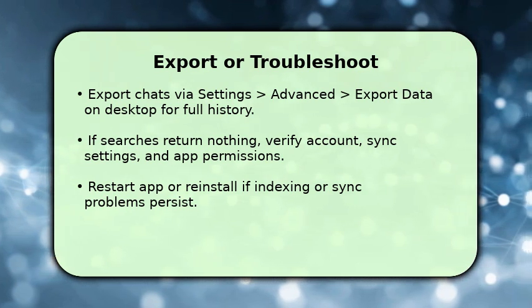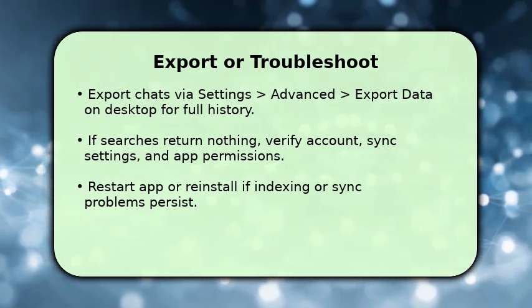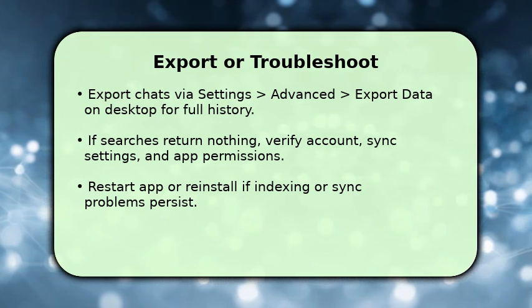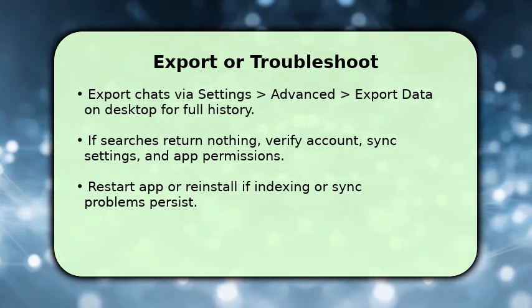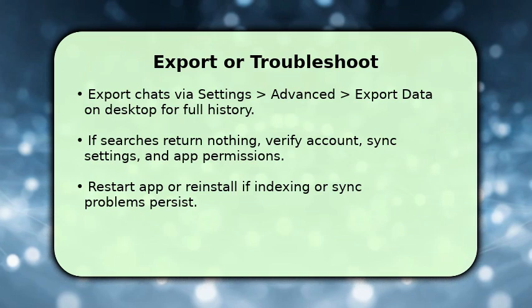If problems continue, reinstalling or updating Telegram often fixes indexing issues. One key tip: confirm cloud messages weren't deleted or set to auto-delete.